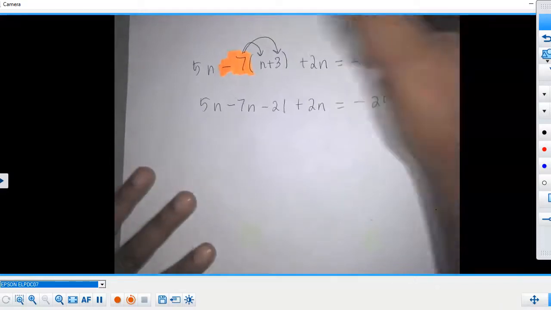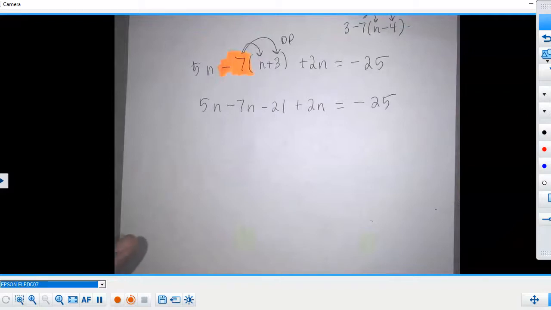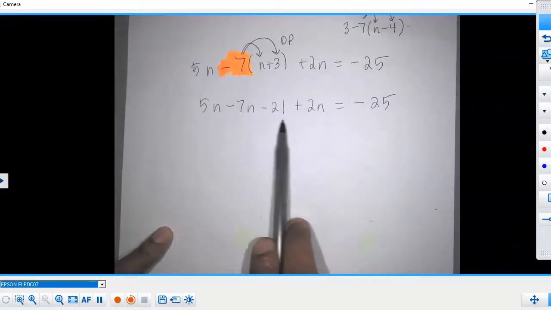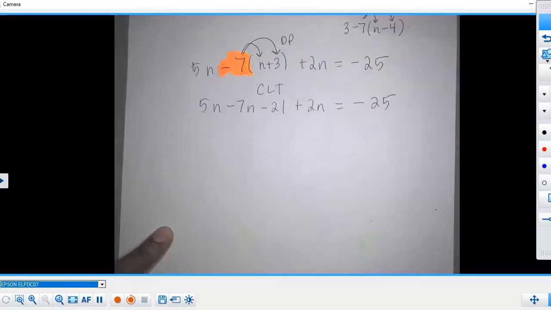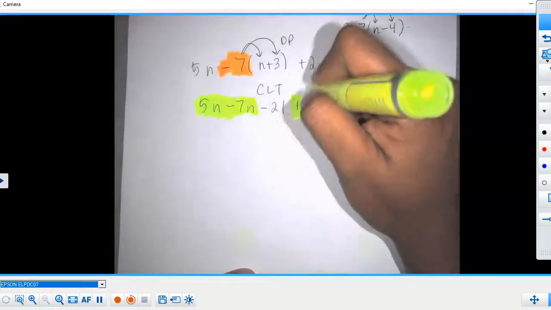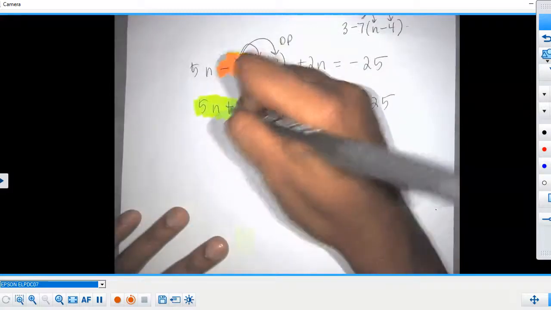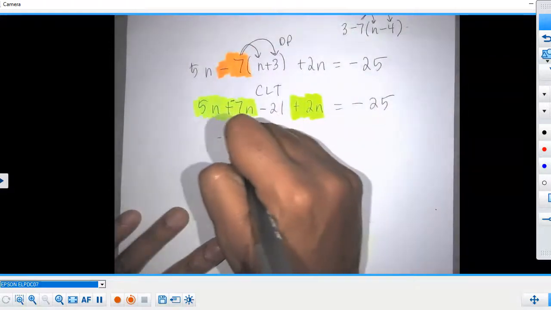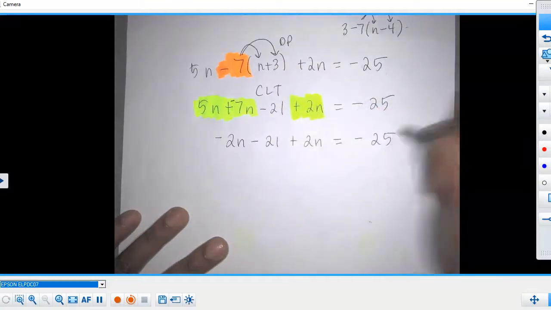So the interesting thing about this one, I'm going to put the DP again for distributive property. But after I do the distributive property, look back to the left. I have a lot of terms that I can combine. So here's my CLT, combine like terms. There are 3 of them: a 5n minus 7n, and then there's this 2n back here. Don't get too much in a rush trying to do too many steps at one time. Break it down. So I would have changed to a plus, bump back, and I have negative 2n minus 21. It just helps me to see it if I rewrite it.